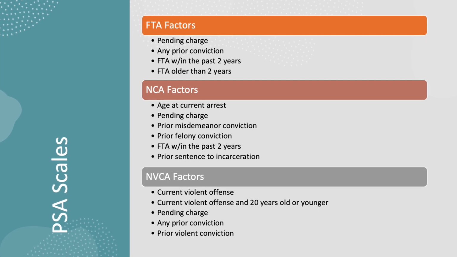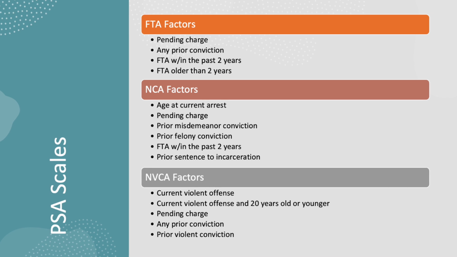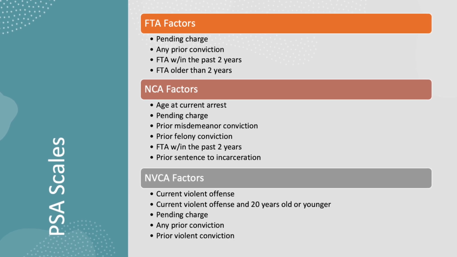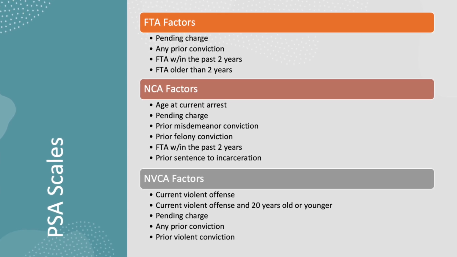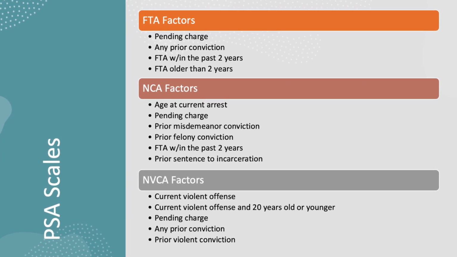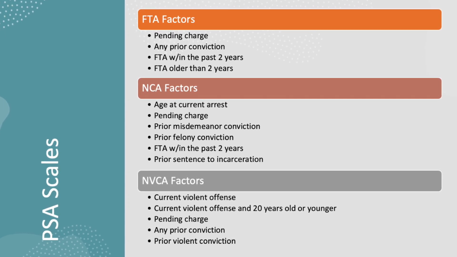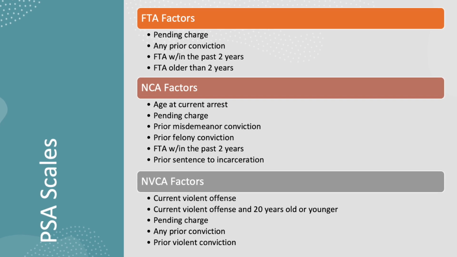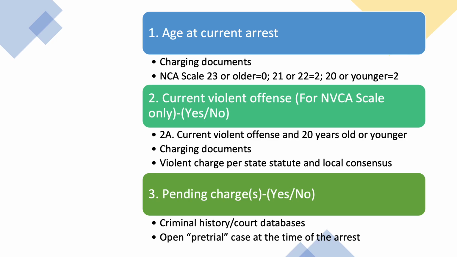To recap from what Mike Jones has explained in scoring of the PSA, here are the factors: the 4 FTA factors, the 6 NCA factors, and the 5 NVCA factors. Let's look more closely at each factor. 1. Age at current arrest. This information can be obtained from the charging documents and is scored accordingly.